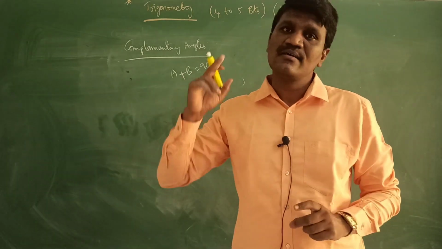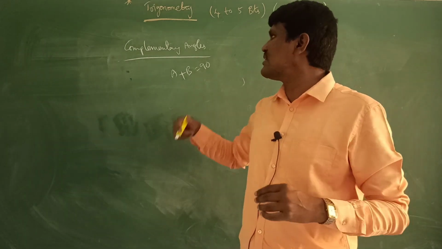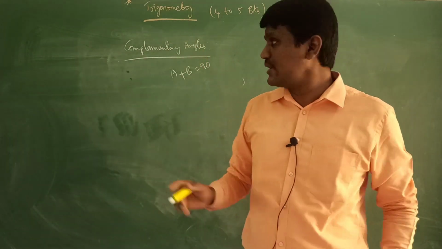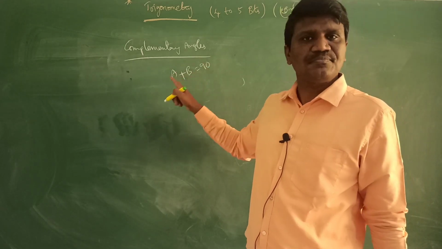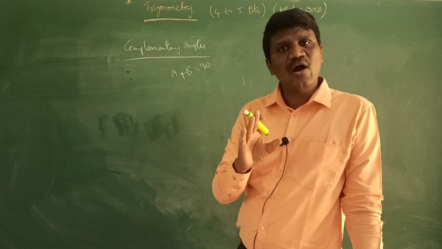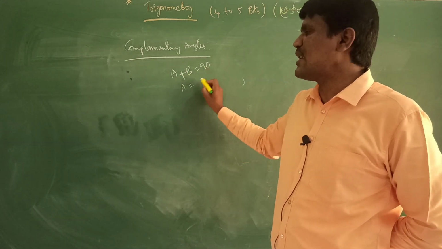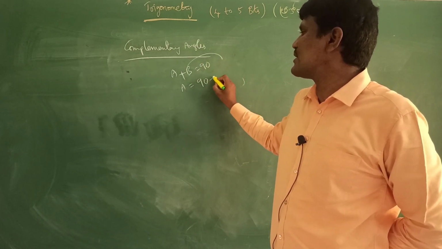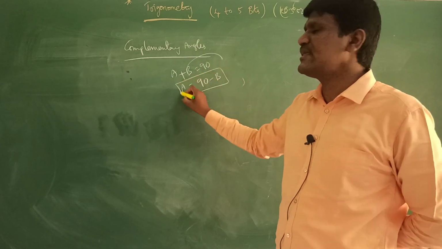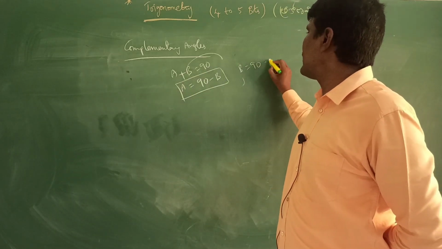If the sum of two angles is 180 degrees, we say they are supplementary angles. In trigonometry, we will use only complementary angles. If A plus B is equal to 90, then A, B are called complementary angles. So if A plus B is equal to 90, what is the value of A? If I send B to the right-hand side, A is equal to 90 minus B, or else B is equal to 90 minus A.